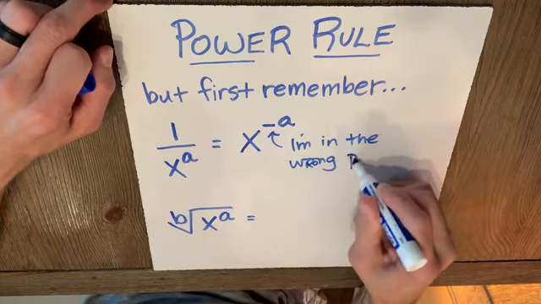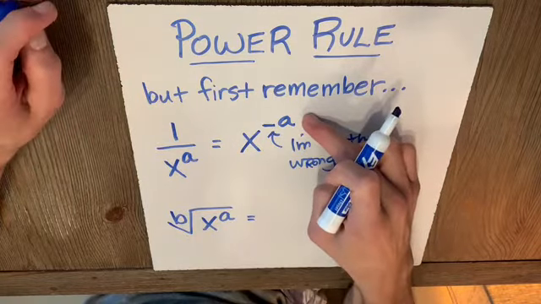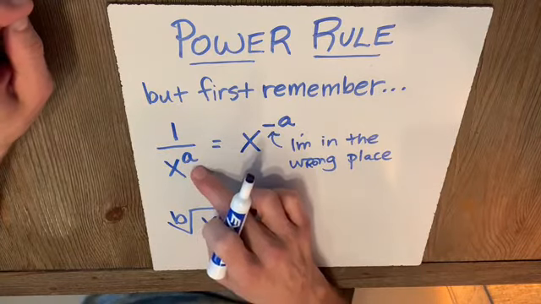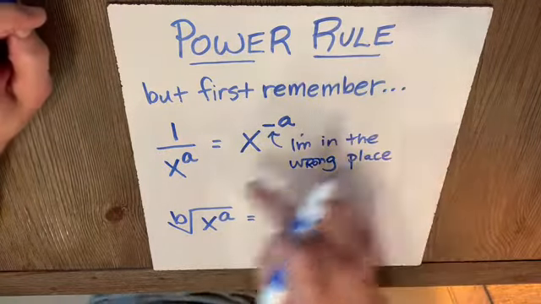W-R-O-N-G place. So what does that mean to us? If it's up top, we want to make it happy and positive by putting it down low. If we have x to the a, if you bring it up top, it just is a placeholder that says, you know what, I really shouldn't be here. I should be down there.